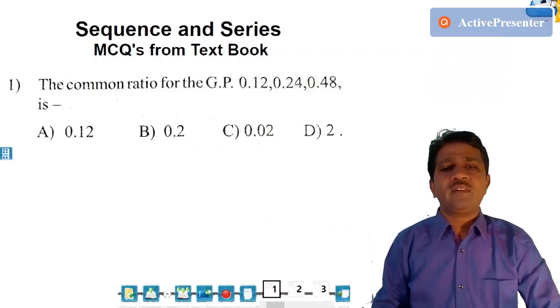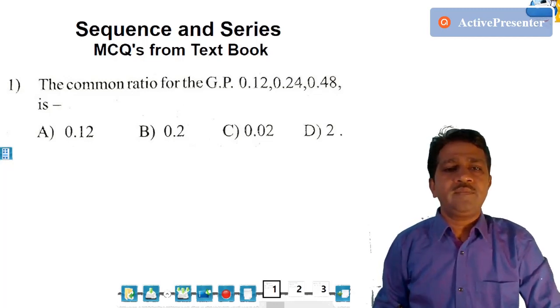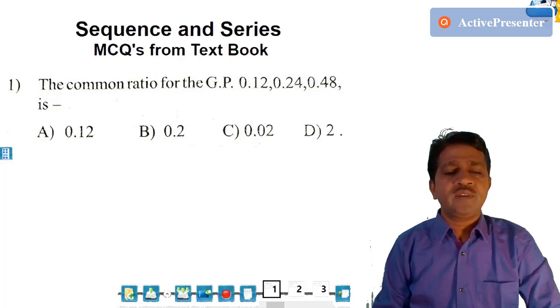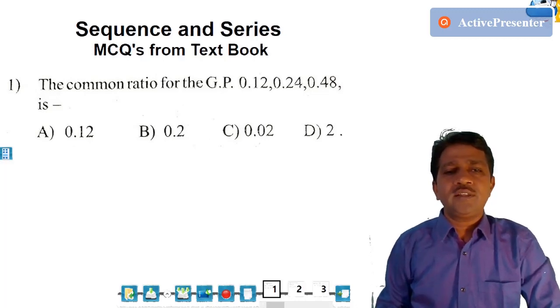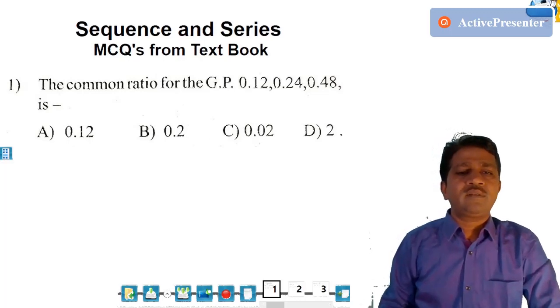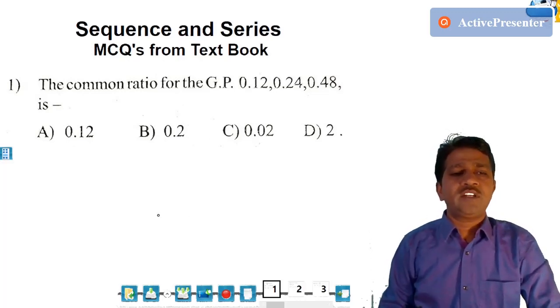Hi friends, in previous lectures we have seen the arithmetic progression and the geometric progression, their basics, some formulas and some remarks. In the present lecture we are going to see some simple multiple choice questions from the 11th textbook of Maharashtra State Board. So let us see some simple MCQs, and we will see some more difficult examples with tricks. In the present lecture, we are going to use the basic methods from the textbook itself.